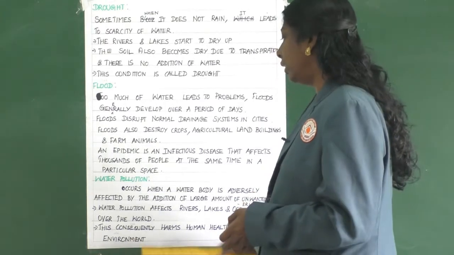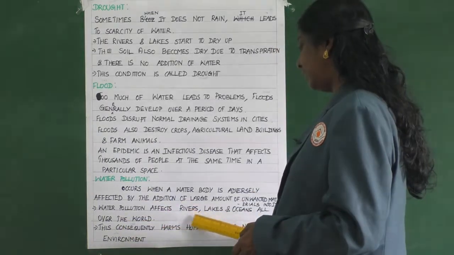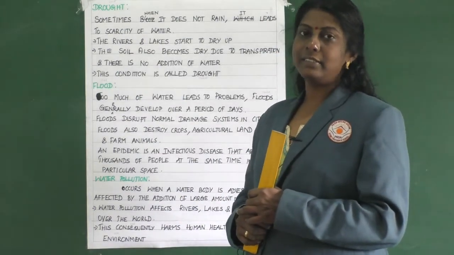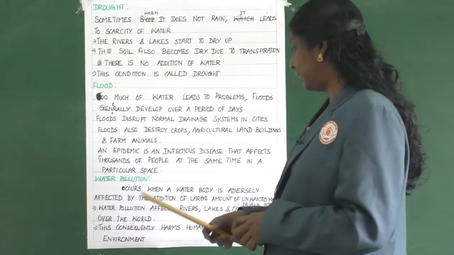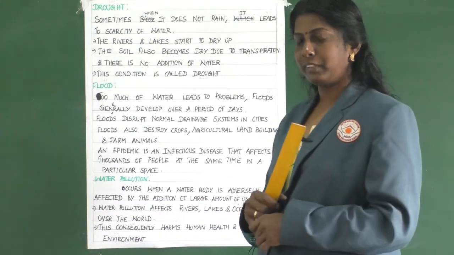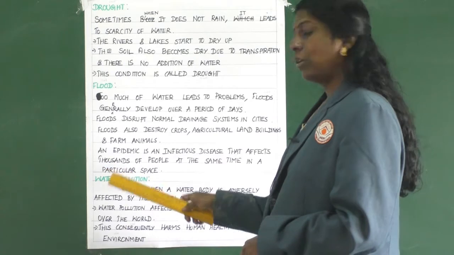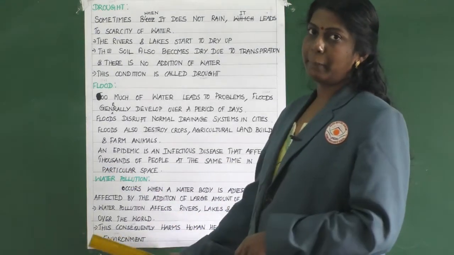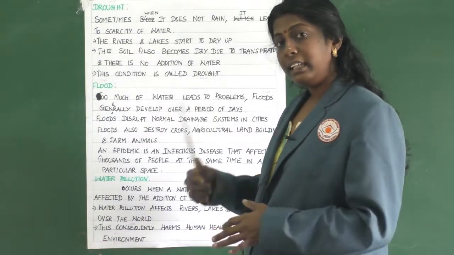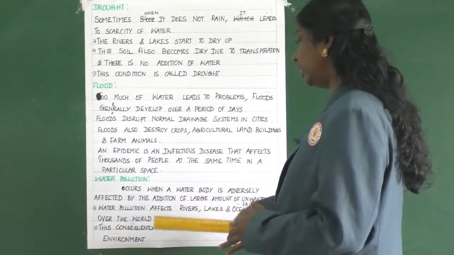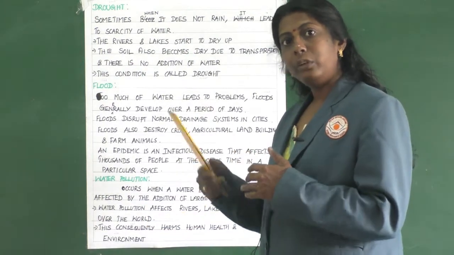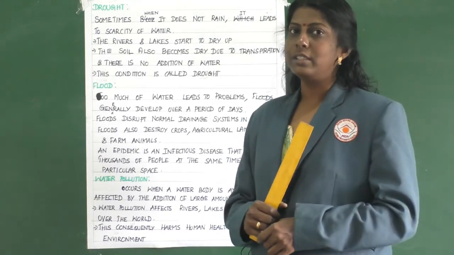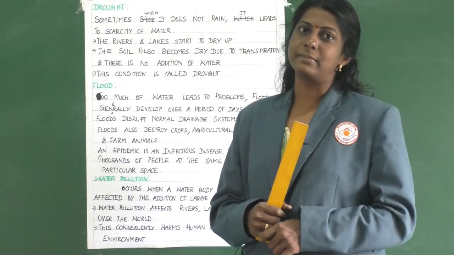Water pollution affects rivers, lakes and oceans all over the world. Clear? Then this consequently harms human health and the natural environment. So automatically this water pollution will consequently harm human health and the natural environment. Clear? So this is what we learned about water pollution.